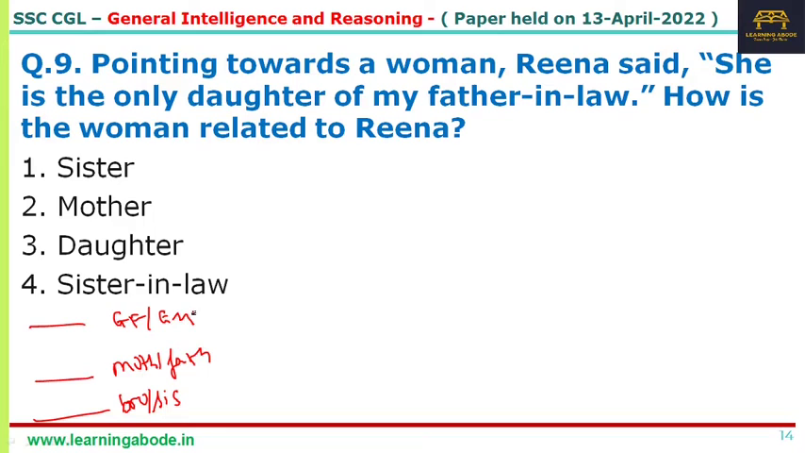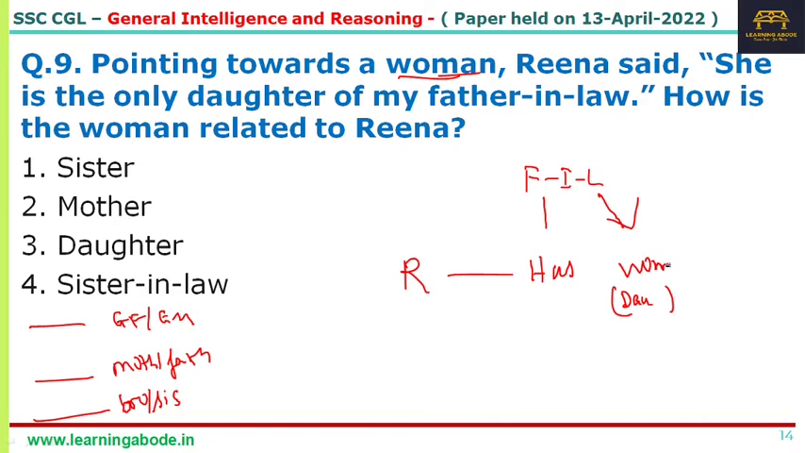But this question is very simple. Pointing towards a woman, Reena said, she is the only daughter of my father-in-law. So we have Reena. Reena has got a husband. Husband's father is the father-in-law, and the woman she is pointing towards is the daughter of the father-in-law. So the question is, how is the woman related to Reena?